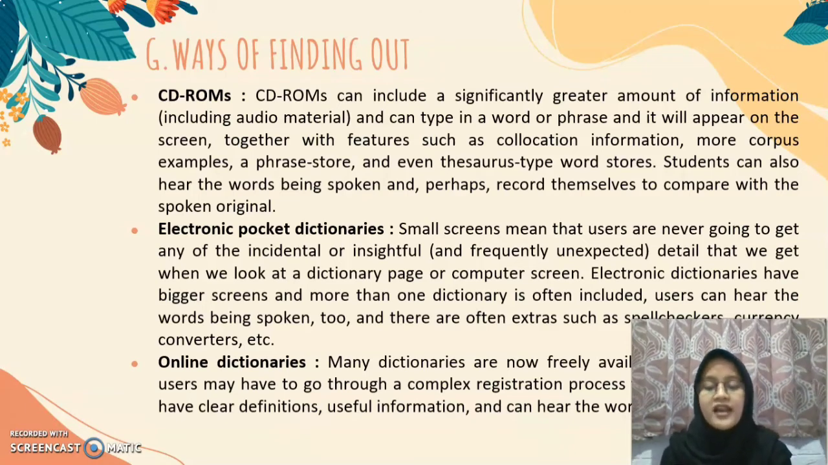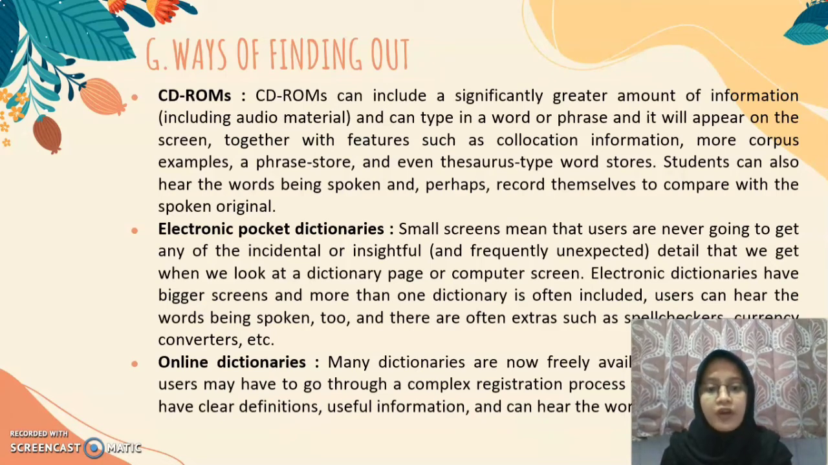And the last one is online dictionaries. Many dictionaries are now freely available online, although users may have to go through a complex registration process to be granted access. They have clear definitions, useful information, and users can hear the words being spoken.